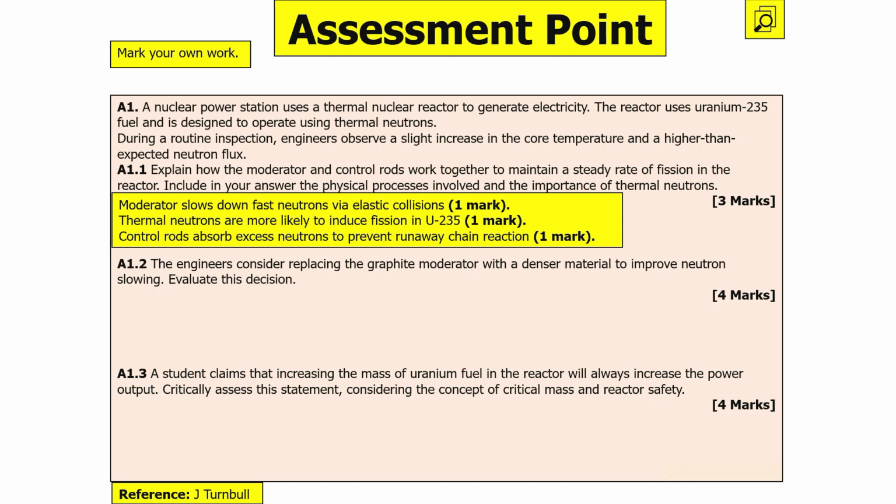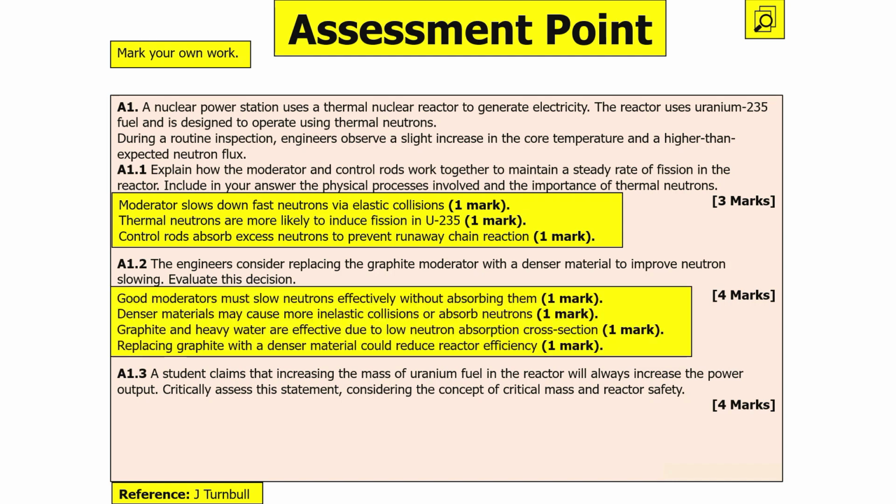Thermal neutrons are more likely to induce fission in uranium-235, so the control rods will absorb the excess neutrons to prevent a runaway chain reaction. Now, good moderators must slow the neutrons effectively without absorbing them. The denser materials may cause more inelastic collisions or could absorb neutrons. So graphite and heavy water are effective due to their low neutron absorption cross-section. So replacing graphite with a denser material could actually reduce reactor efficiency.